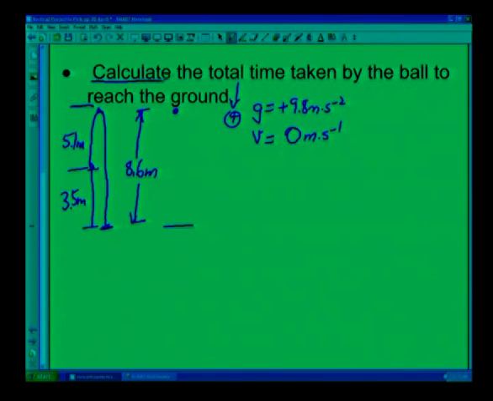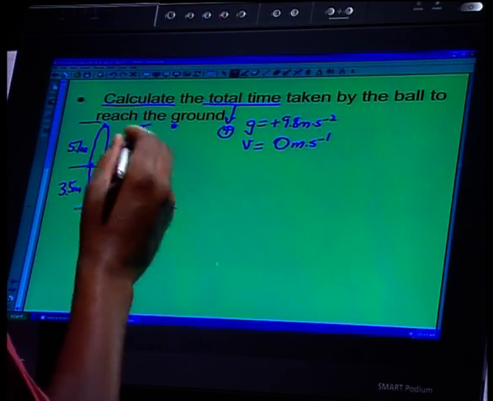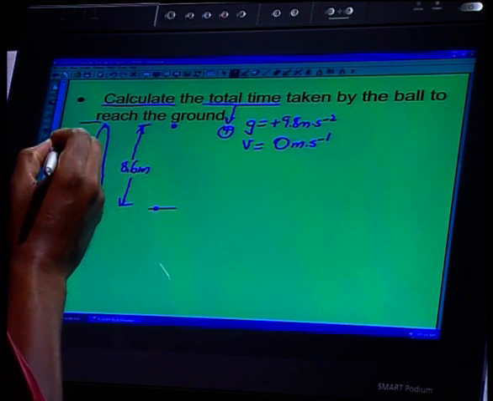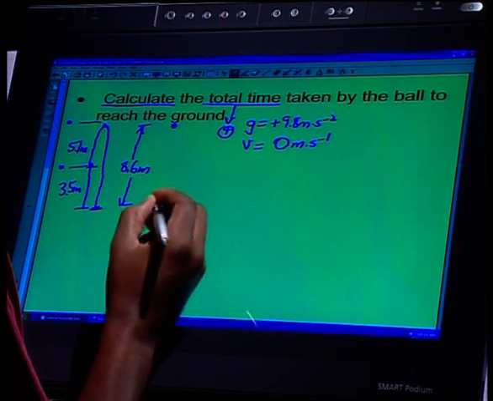Therefore, what are we calculating for? The question wants us to get the total time taken by the ball. Now, if we know the time it took to move from the top to hit the ground, then that time added to the time that it took to move from the 3.5 meter mark to the top will give us the total time. So what do we need to do? We need to get the time it takes to move from the top to hit the ground.